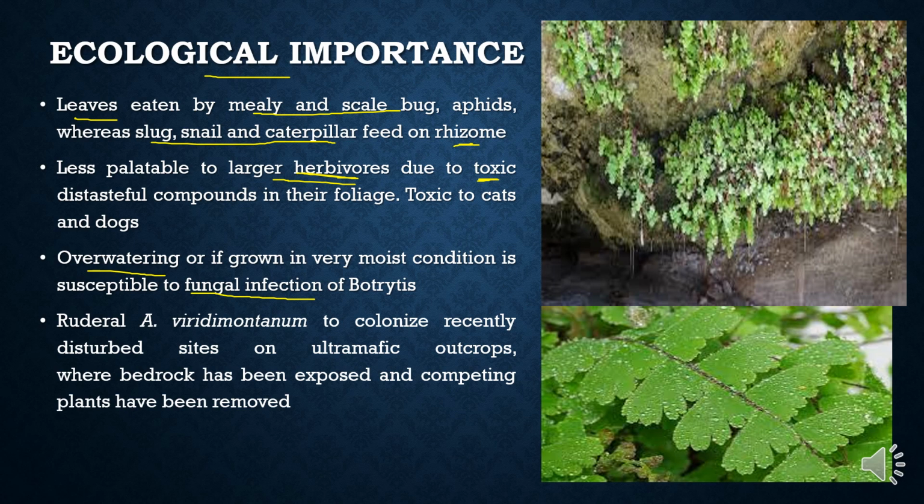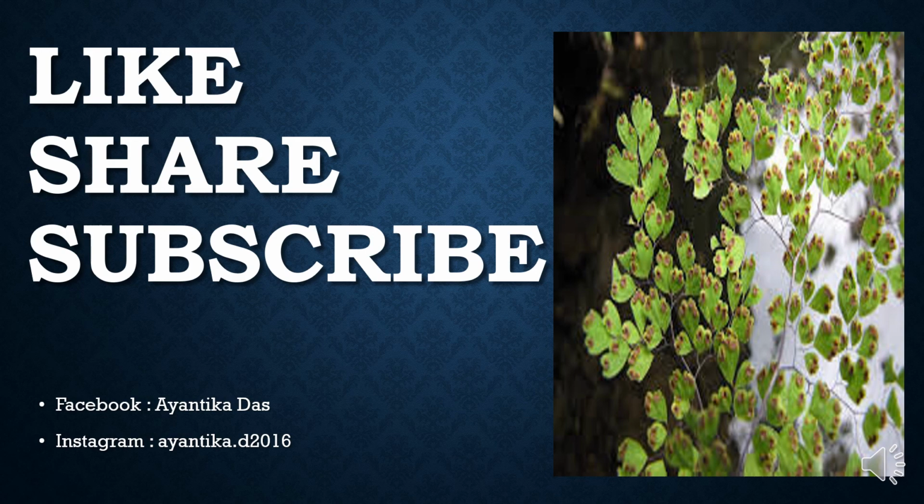But some species of Adiantum are ruderal, that is, they colonize disturbed areas, and they are found growing in very shallow soil or even rock. So the presence of Adiantum viridimontanum is an ecological indicator for a disturbed habitat. So this was all about the overview of Adiantum, and in the next video I will be discussing the reproduction and life cycle of Adiantum.